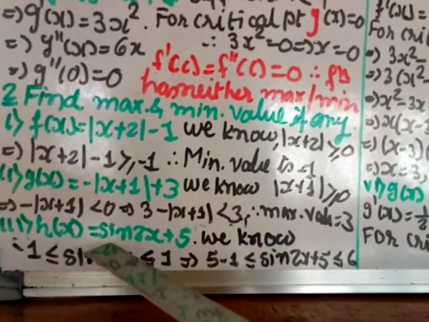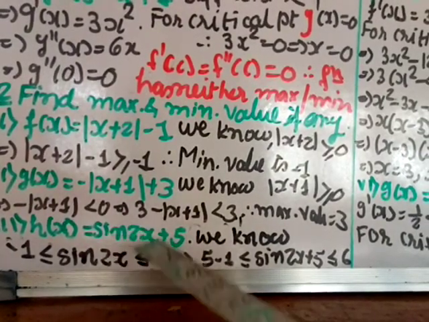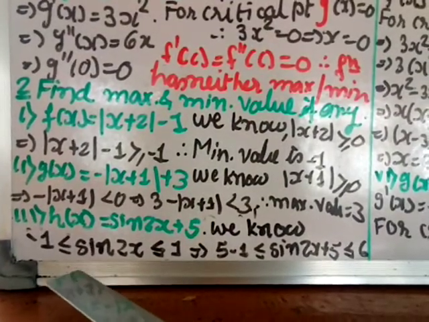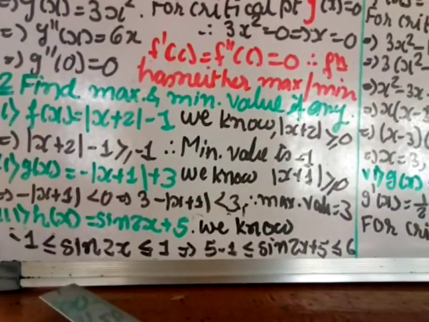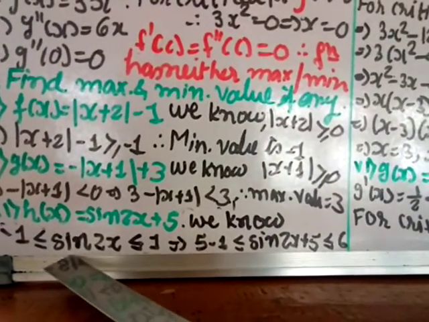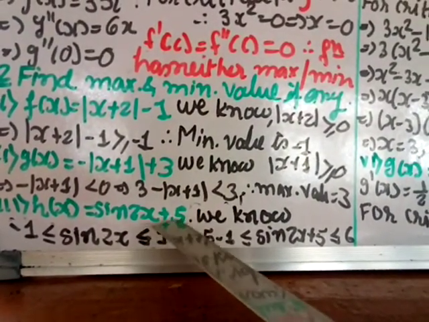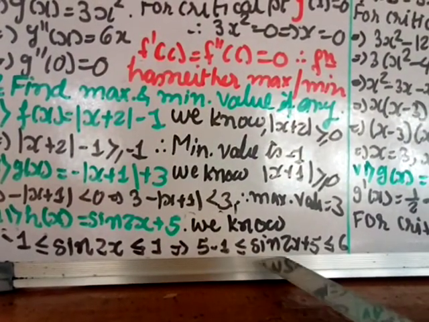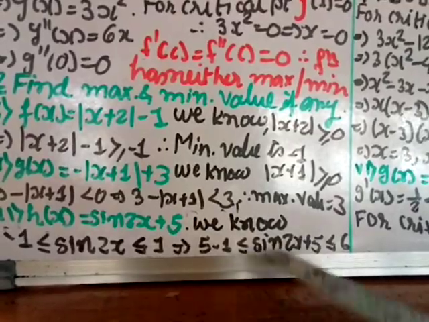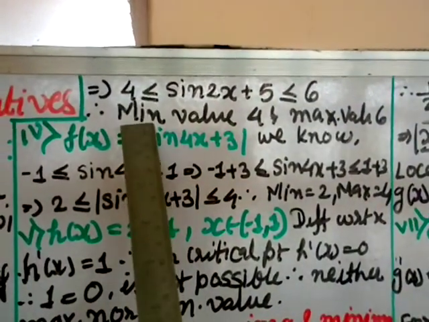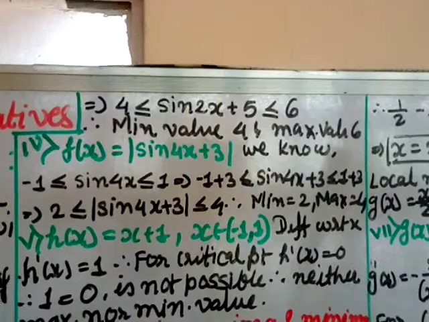So 3 is the maximum value for the given function. Number 3, h(x) equal to sine 2x plus 5. Now again I will use the range of sine 2x, which is minus 1 to 1. Sine cannot go less than minus 1 and cannot go greater than 1. So I start with that: minus 1 less than or equal to sine 2x less than or equal to 1. I want plus 5, so you add 5 everywhere. So here comes 5 minus 1 less than or equal to sine 2x plus 5 less than or equal to 1 plus 5, that is 6. So this side comes 4 less than or equal to sine 2x plus 5 less than or equal to 6. So 4 is the minimum value and 6 is the maximum value.